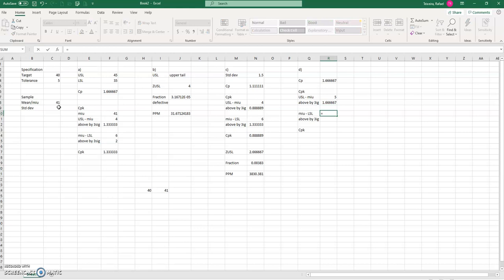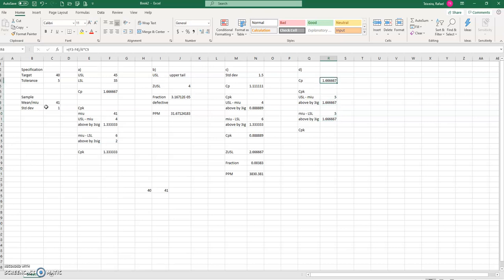Now I do the same thing for the lower specification limit, which is my mean. I didn't take note about the mean here because the mean is now the same as our target, so I'm not writing it, but you have to know that it's on target, minus my lower specification limit. Then I get this number and divide by 3 times the standard deviation of 1. This is what the problem is saying. You see that now all numbers are aligned.